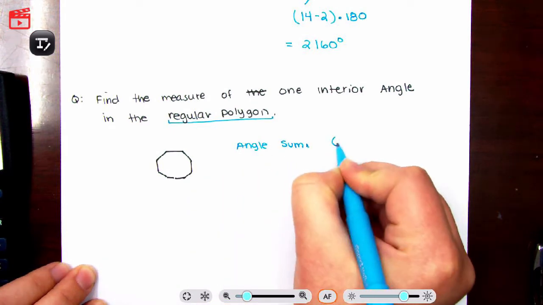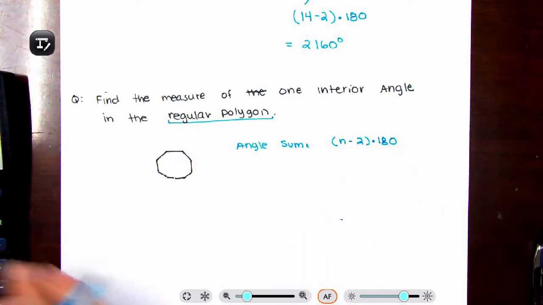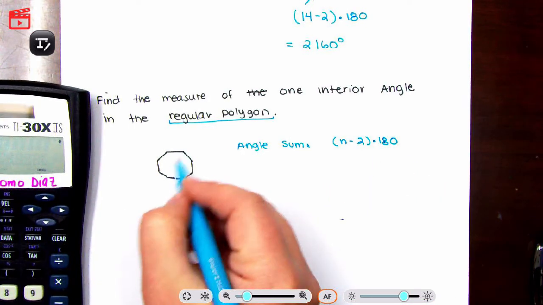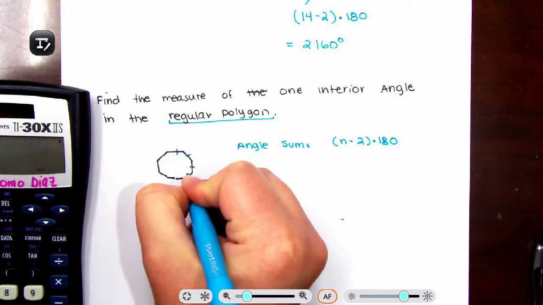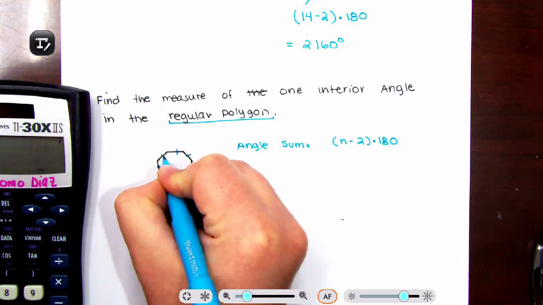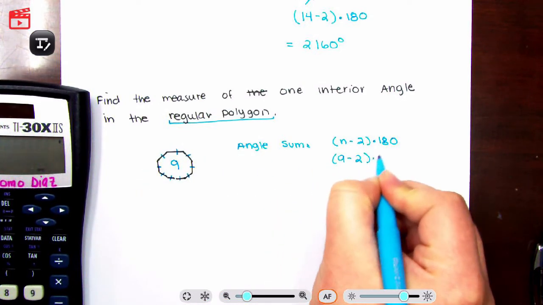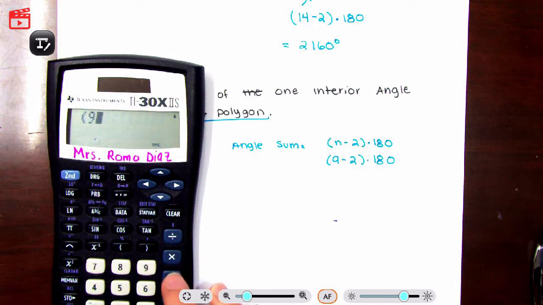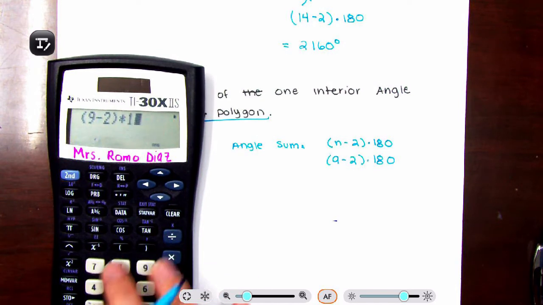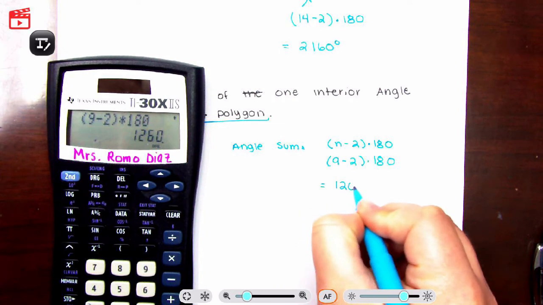And we know the angle sum is n minus 2 times 180. So if you want to draw your triangles, you can. I personally don't want to. This is 1, 2, 3, 4, 5, 6, 7, 8, 9. So I have 9 sides, 9 angles. I'm going to type that into the calculator: 9 minus 2 times 180. So that gives me angle sum is 1,260.